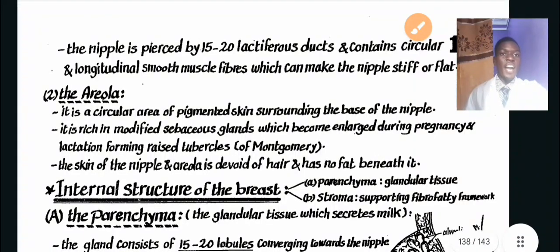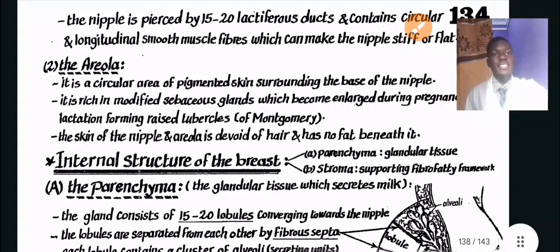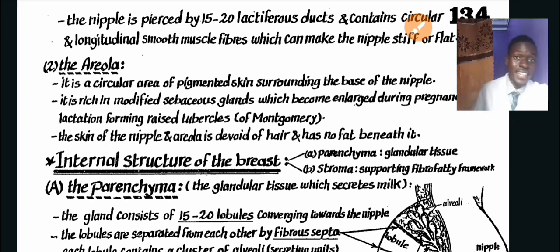Then we have the areola. The areola is a saccular area of pigmented skin surrounding the base of the nipple. Of course, we talked about this. It is rich in modified sebaceous glands, the ones we call Montgomery glands, and they become enlarged during pregnancy in preparation for lactation. Actually, this explains why the breast becomes larger and larger. The skin of the nipple and areola is devoid of hair and has no fat beneath it.